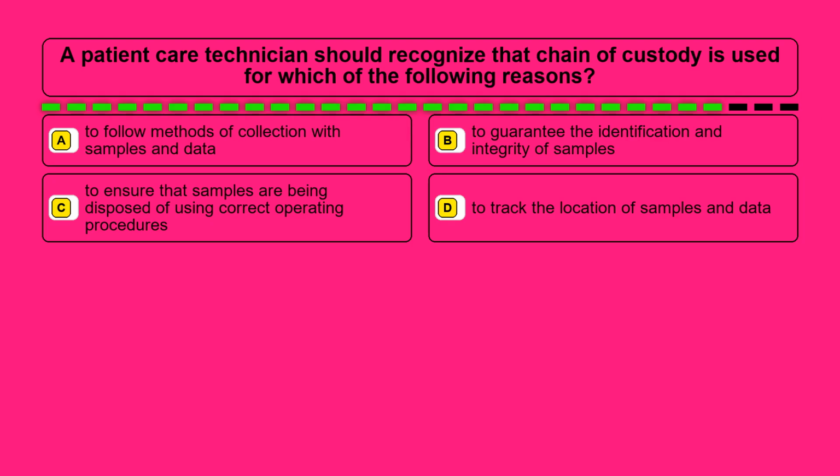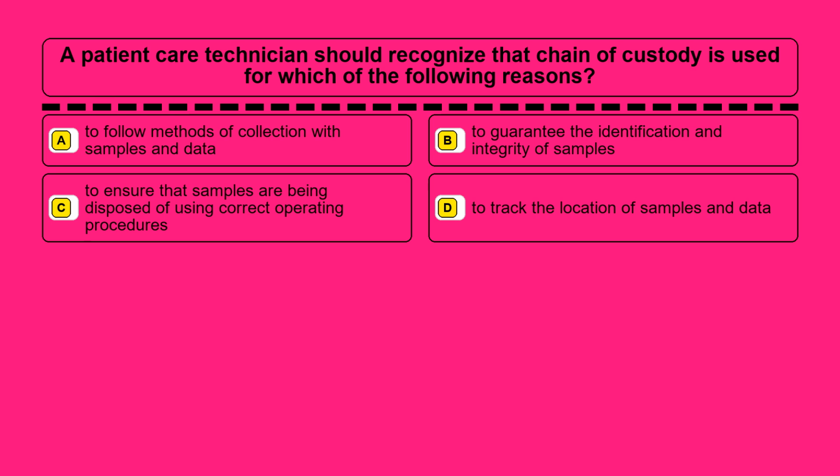Question 22. A patient care technician should recognize that chain of custody is used for which of the following reasons? Option A. To follow methods of collection with samples and data. Option B. To guarantee the identification and integrity of samples. Option C. To ensure that samples are being disposed of using correct operating procedures. Option D. To track the location of samples and data.